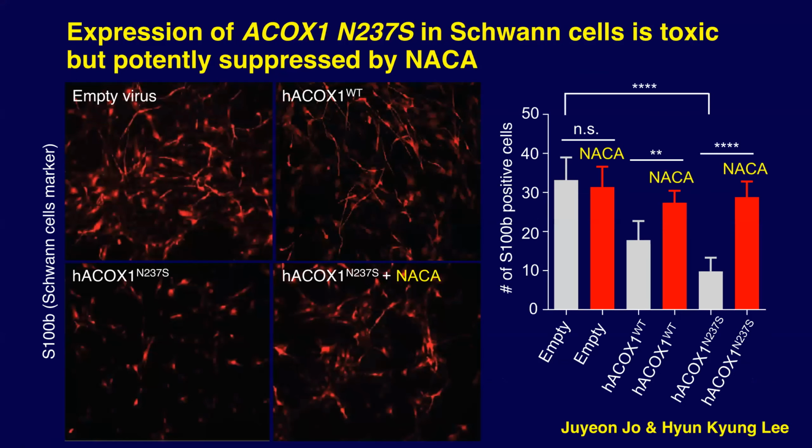This is also true in Schwann cells. If you express this mutant protein in Schwann cells, you kill off most of the Schwann cells, as is shown here. And again, the drug nicely suppresses this phenotype in vertebrate Schwann cells.